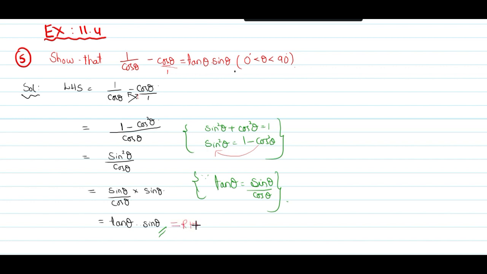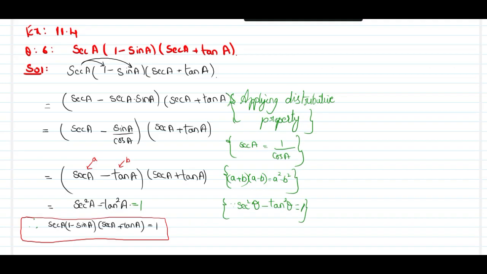Is it not simple? Yes, it is. Now moving to the next question. Here in this question it is given that secant a into 1 minus sin a into secant a plus tan a. We need to simplify this. So what is given? Simplify. We need to write it in the simplest form.